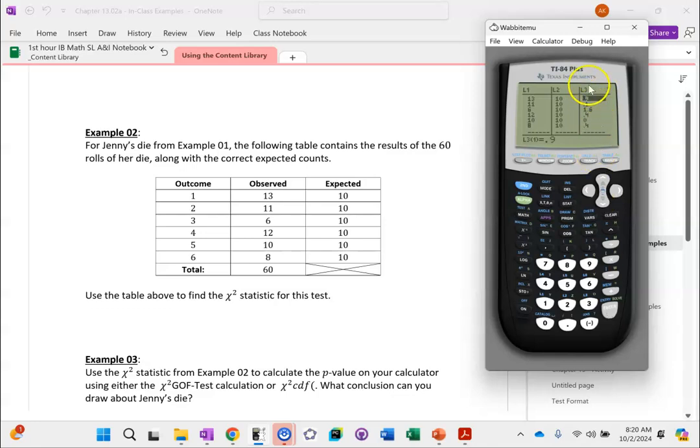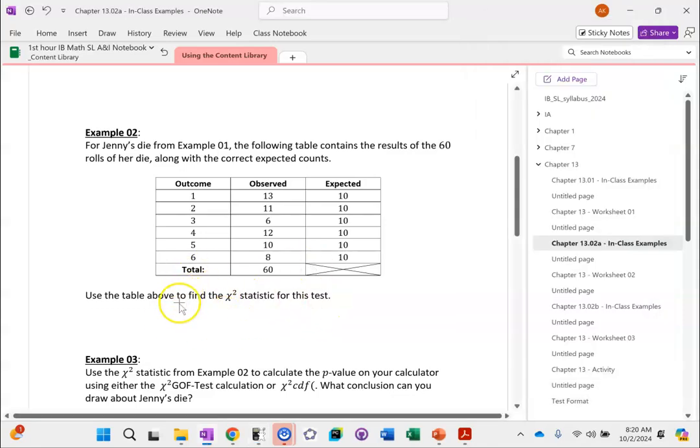So that's, now I just have to add each one of those up. The easiest way to do that is stat calc one variable stats on L3, because the sigma x is the sum of those values in L3. So 3.4 should be my chi-squared statistic. Everybody feel okay there?